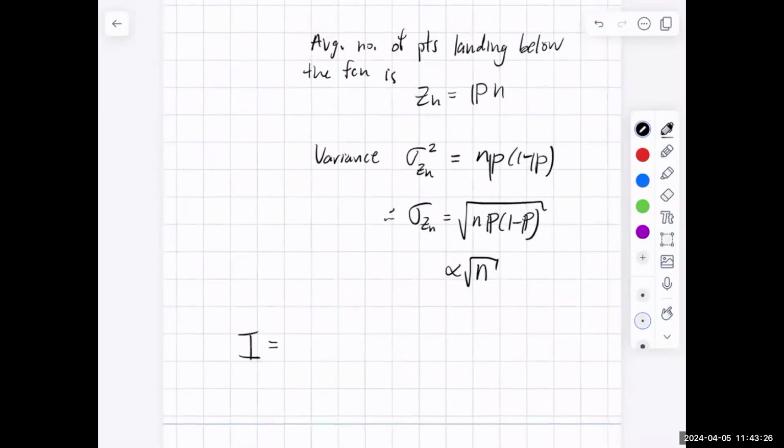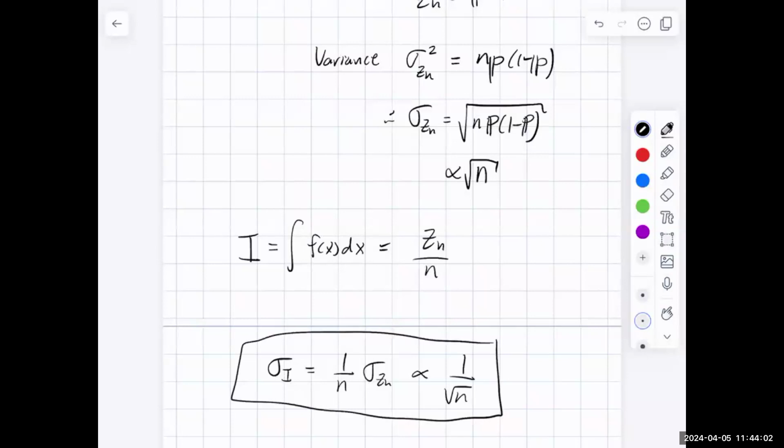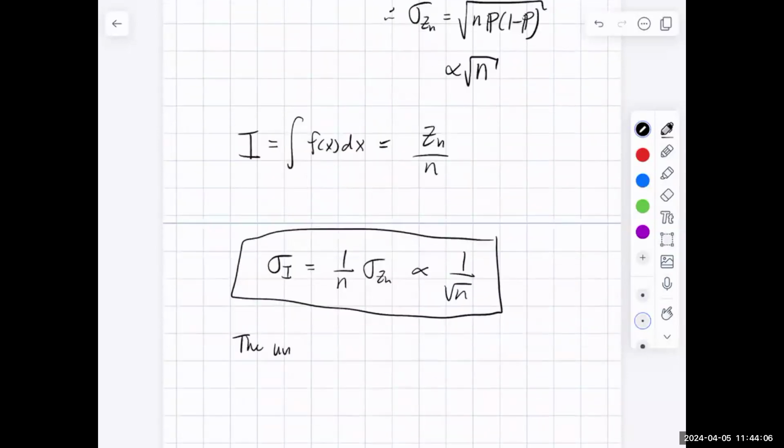So if our integral is equal to this f of x dx, and that's equal to Zn over n, then the uncertainty in our integral is equal to 1 over n times the uncertainty in Zn, which is going to be proportional to 1 over the square root of n. Right? Because Zn is proportional to root n, so we have root n divided by n, which is 1 over the square root of n. So the uncertainty in our estimate of I decreases as 1 over root n.